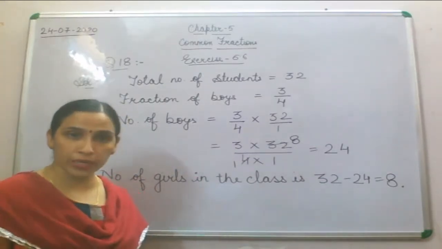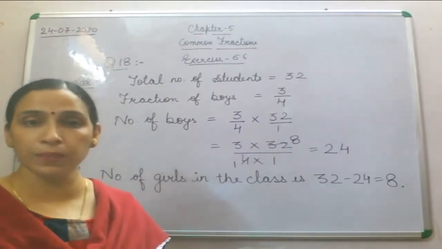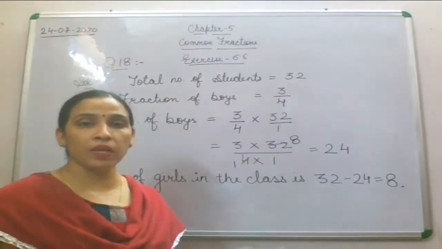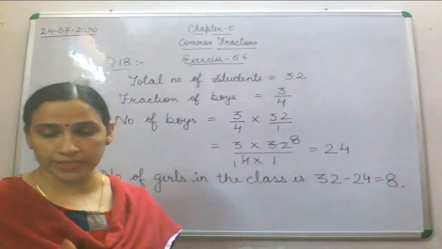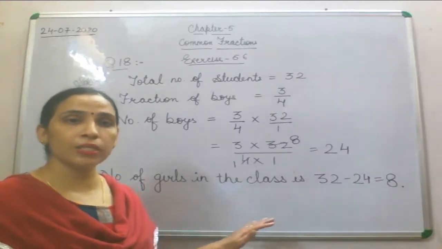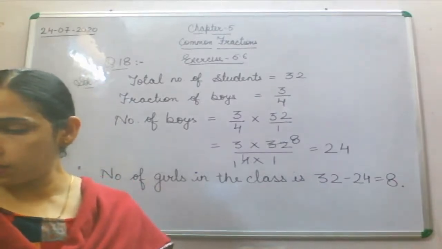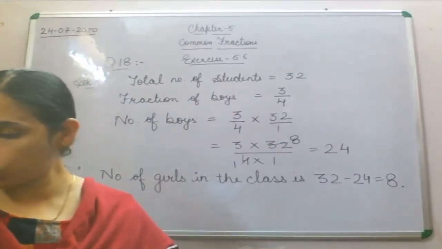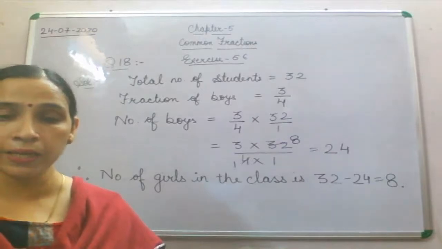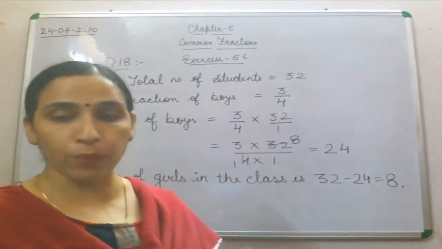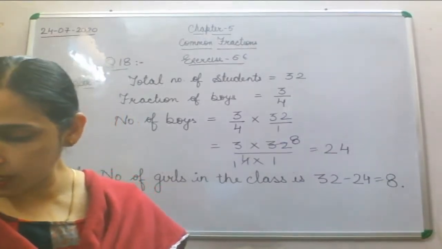32 is your total number of students. Out of that you will subtract 24, which will be your number of boys. So like this you will do it. This was question number 18. So let us start the next question, which is question number 19 of the same exercise 5.6, children. So let's start it.